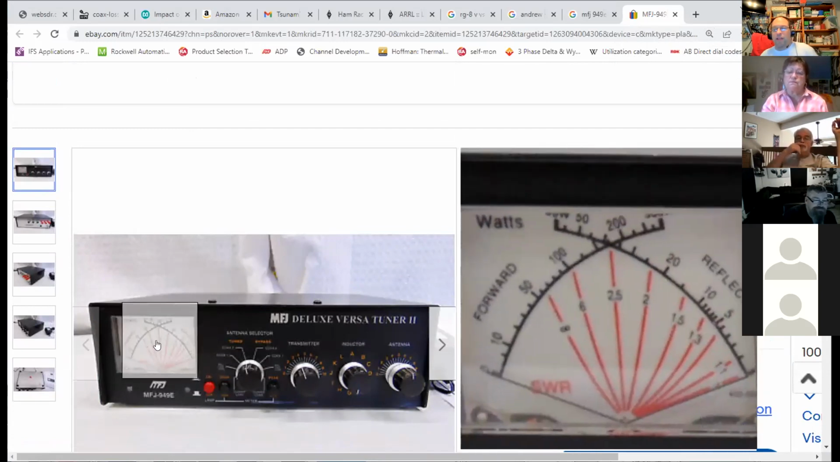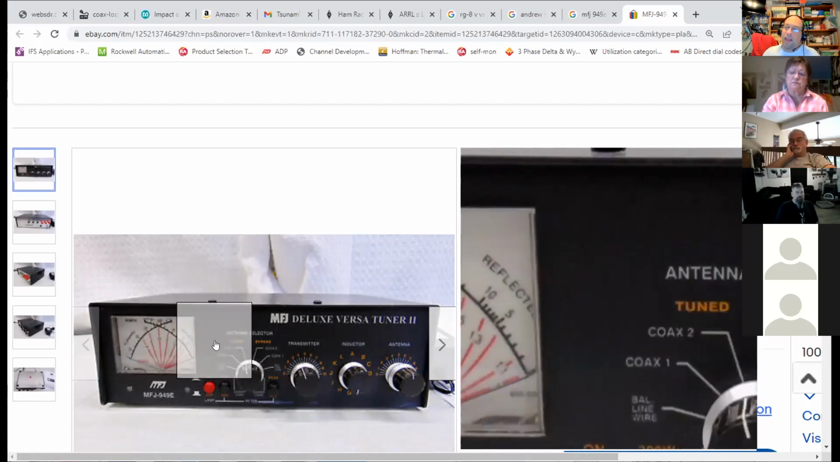Notice it says forward and reflected watts, and it has those little red lines. This is actually known as a cross needle meter. It simultaneously measures forward and reflected power in watts, and it has those curves to indicate that anywhere those two needles cross, that's the standing wave ratio based on the two values of forward and reflected power. So essentially, this is a very convenient way to see what your SWR is.